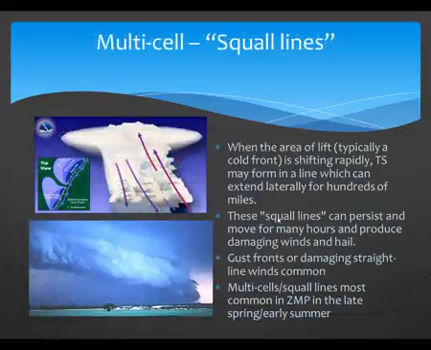Squall lines occur where you've got the area of lift shifting rapidly. Thunderstorms will form in a line which can extend laterally for hundreds of miles, and the squall lines will persist and move for many hours because you've got a constant source of lift, the front, and then they can produce damaging winds and hail. Gust fronts and damaging straight-line winds are common, and this type of thunderstorm is most common in the Minneapolis region in the late spring and early summer.